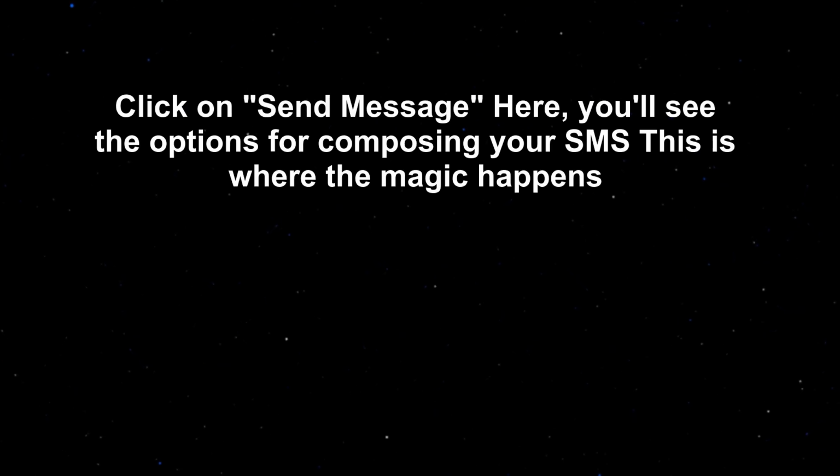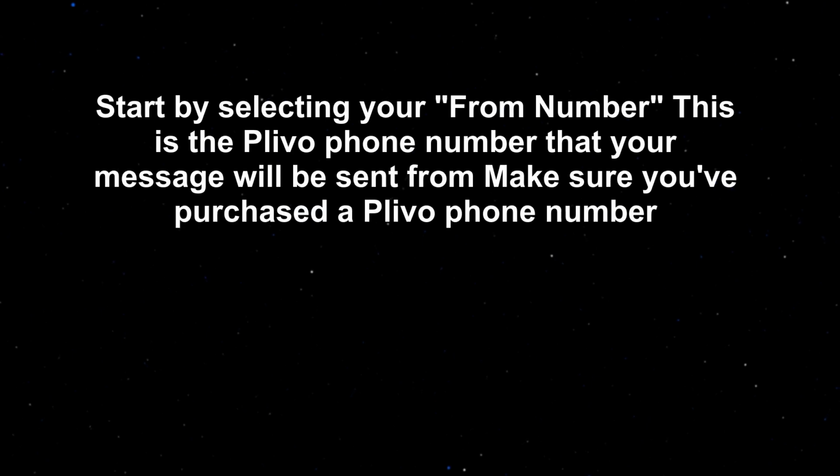Click on Send Message here. You'll see the options for composing your SMS. This is where the magic happens. Start by selecting your phone number. This is the Plivo phone number that your message will be sent from. Make sure you've purchased a Plivo phone number.